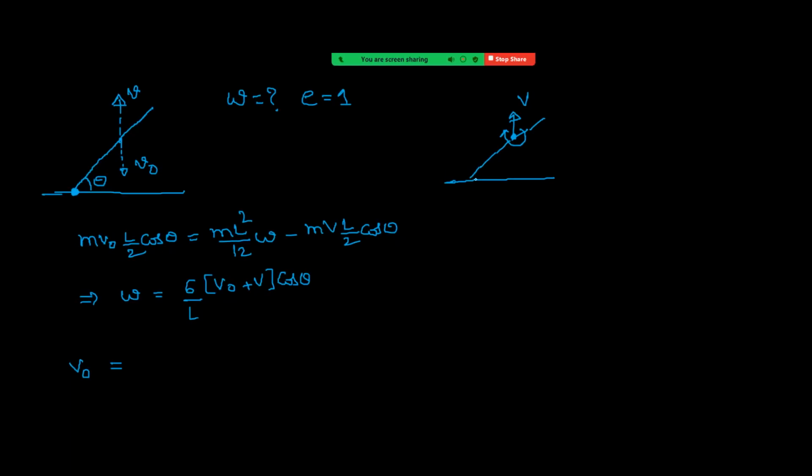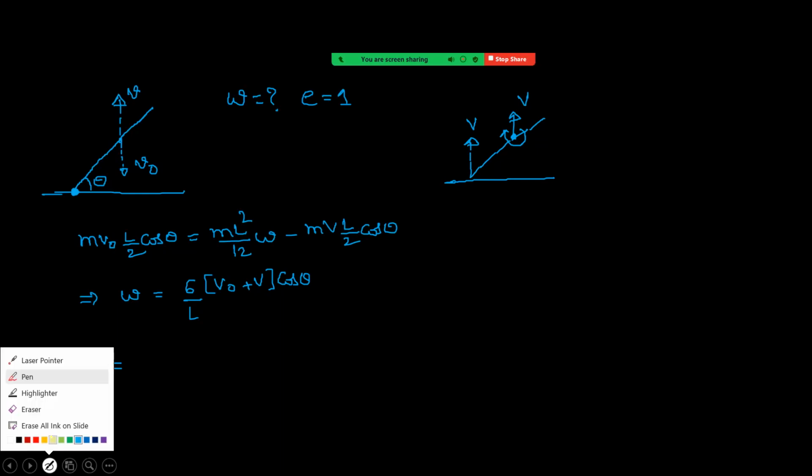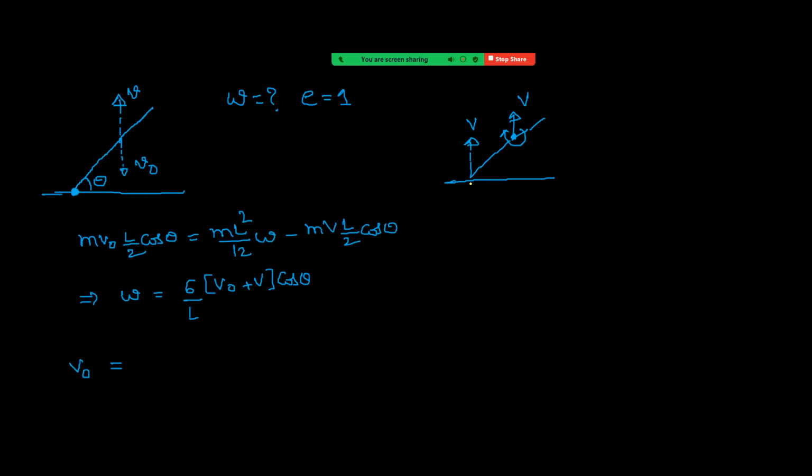For center of mass velocity V, so for this point also velocity V upwards. For this point also velocity V upwards because of translation. Because of rotation, velocity for this point will be R omega, and R value is L by 2. So it is now L by 2 omega.